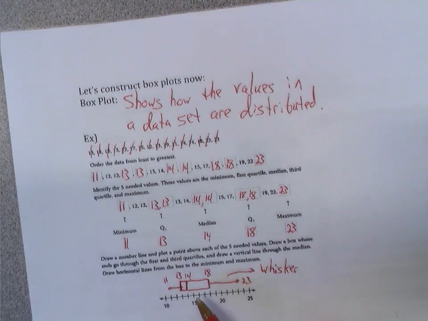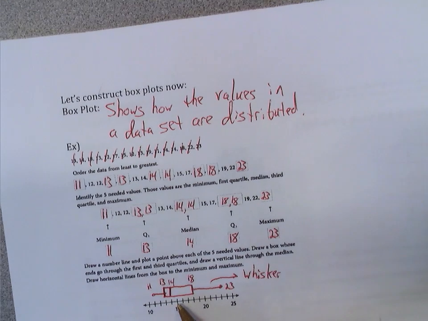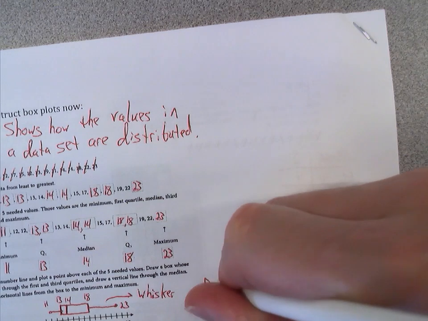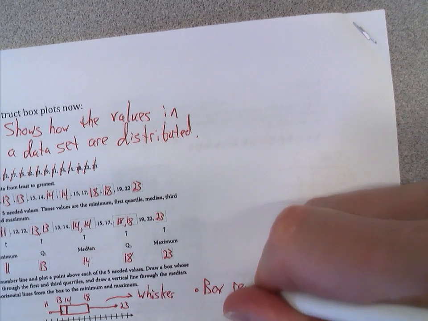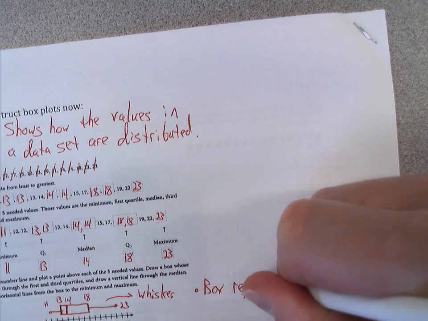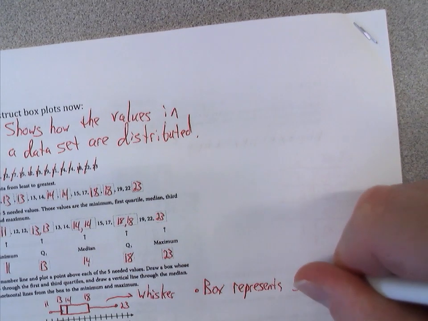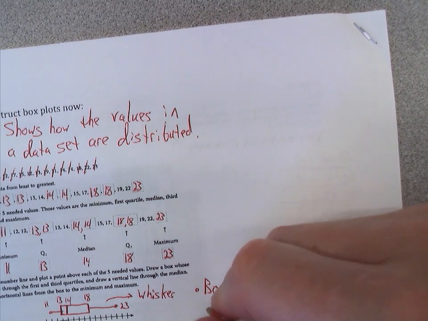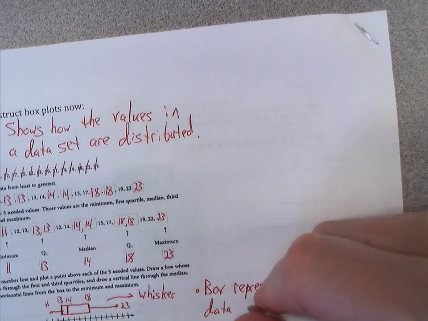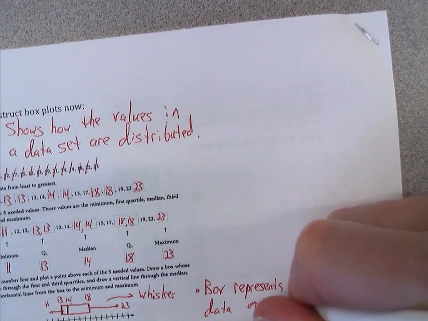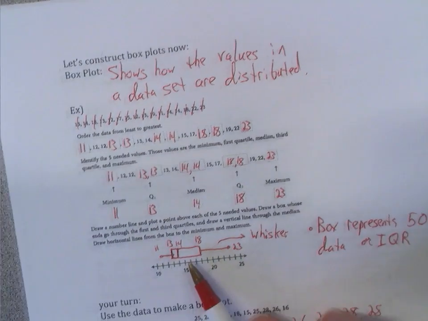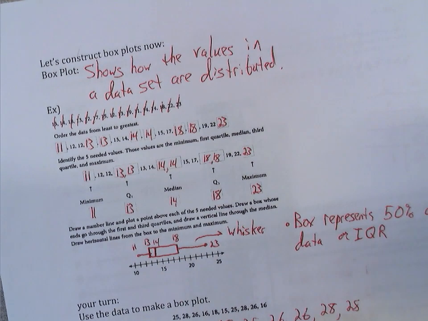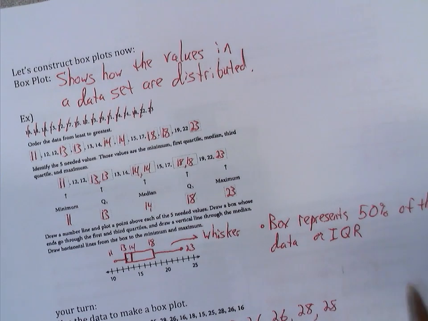And what's inside this box represents 50% of the data, or the IQR, right? That interquartile range. So you wondered the other day, like, why did we bother figuring out that interquartile range? Because it represents at least 50% of our data.